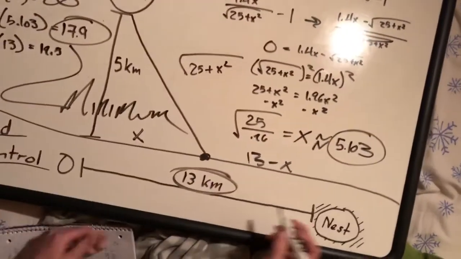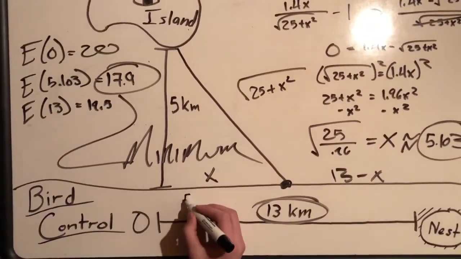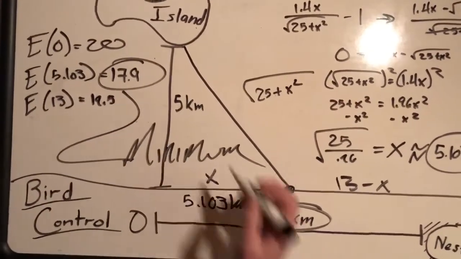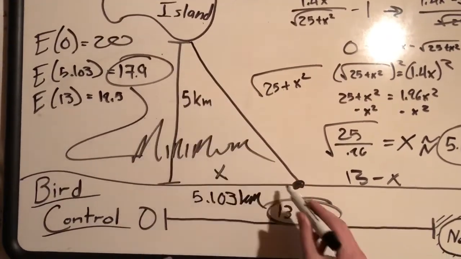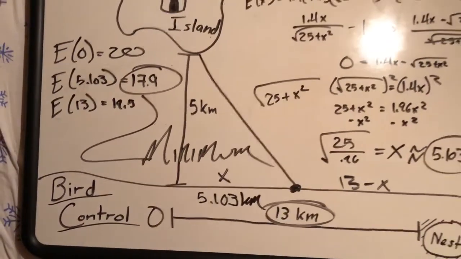Which means that you want to travel 5.103 kilometers over this diagonal path, and then travel the rest of the way to the nest, and that'll use the least amount of your energy.